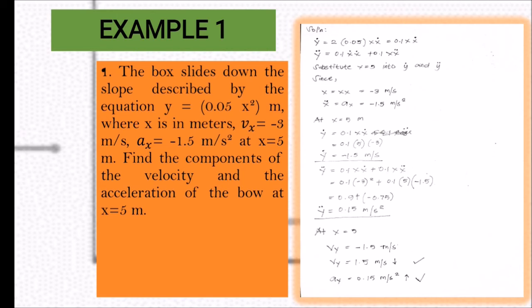So since positive lang ang kailangan, then sa v sub y is equal to negative 1.5, then we will make it as 1.5 meter per second kasi nga kailangan positive siya. For a sub x, we have 0.15 meter per second squared. So that's our final answer. The v sub y is equal to 1.5 meter per second and a sub x is equal to 0.15 meter per second squared.